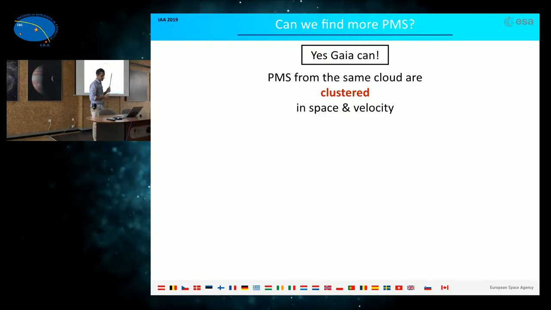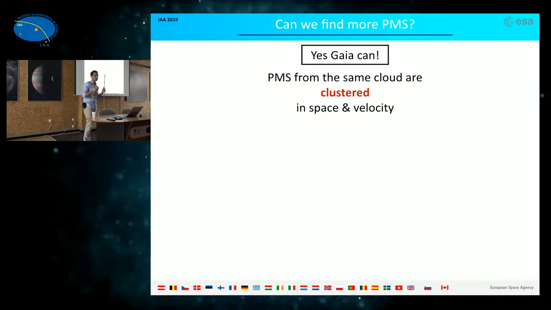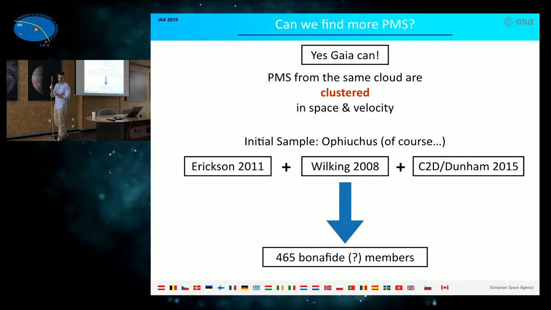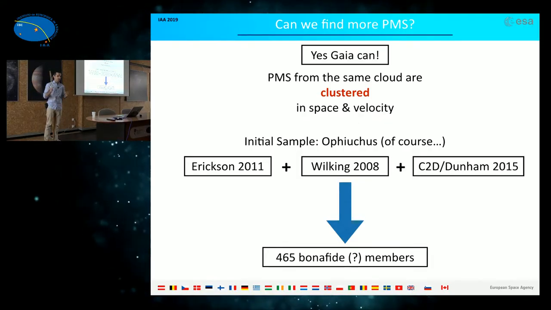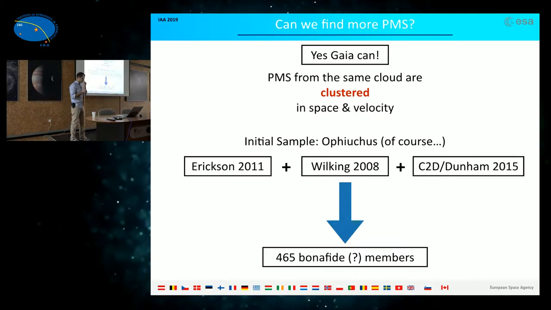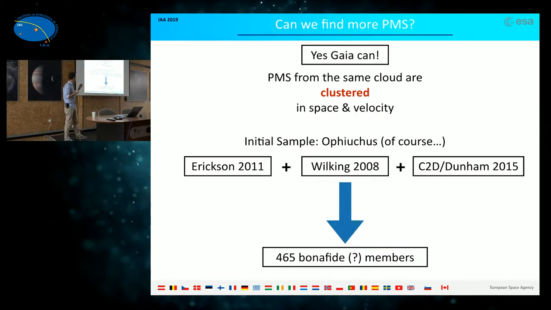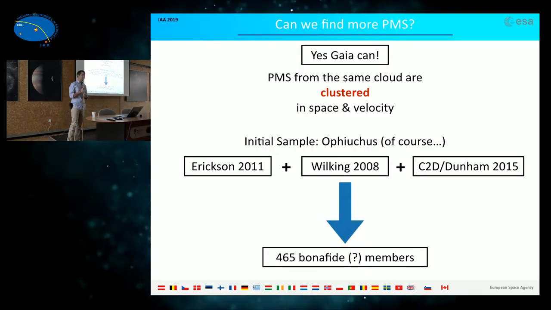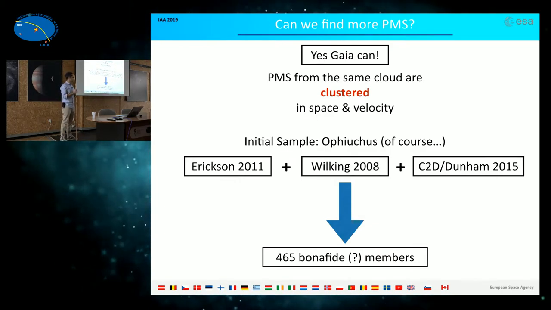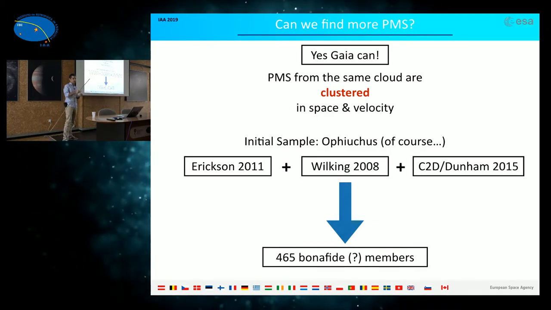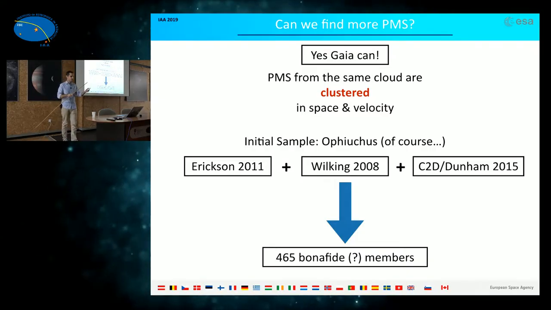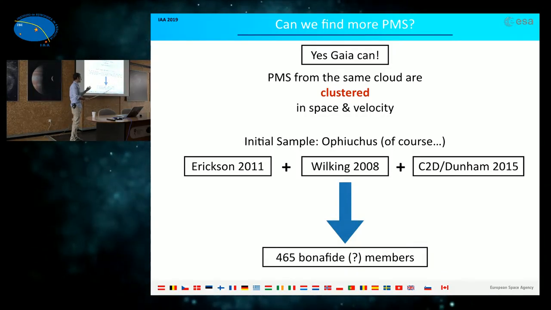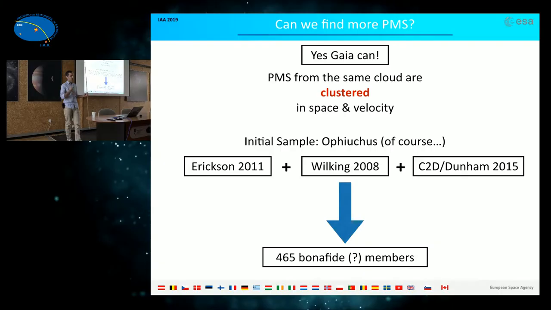So the first thing that I did for my study, again, since I was focused on the Ophiuchus region, was to construct a control sample. And to do that, the first thing you have to do is to construct an initial sample. So I was surveying the literature. I found these three canonical papers where the Ophiuchus members are described. Again, those are members that were identified either by X-ray or optical spectroscopy or infrared excesses. And at the end, I ended up with 465 bona fide and probable members. And that was what I called my initial sample.